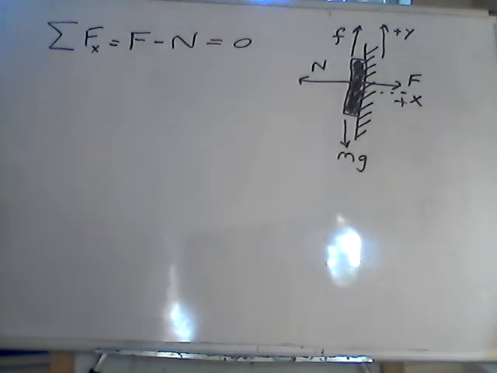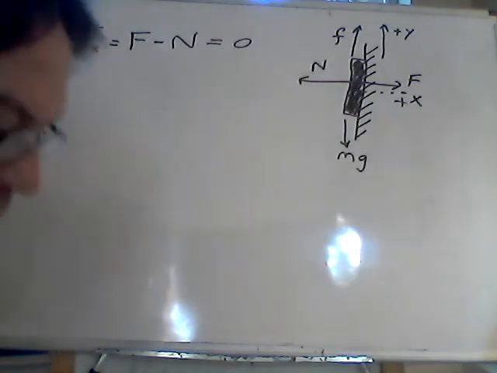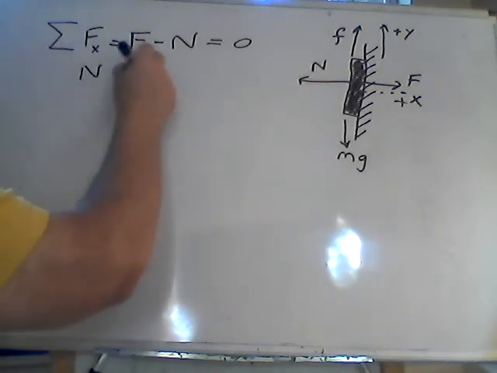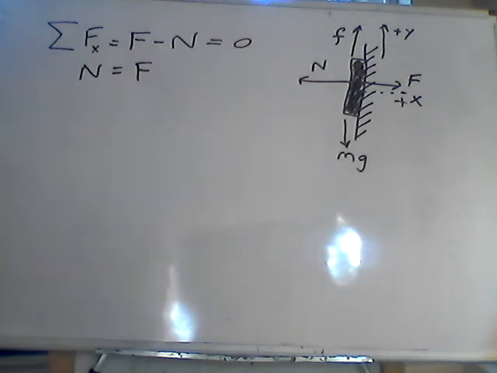Now, that's all Newton's second law in the x direction tells us. All it tells us is that N equals F. Again, F being the application force, capital F versus little f. Big F is the application force, little f is the friction. All right, that's all I have.